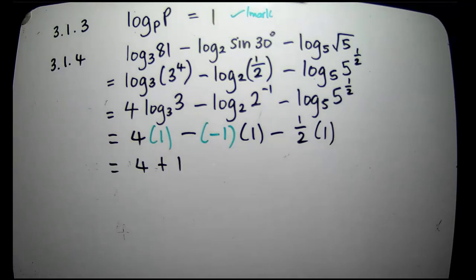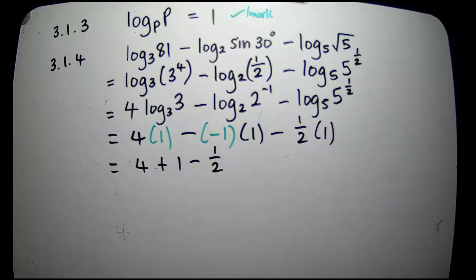Minus 1 times 1 is minus 1. With a negative in front, it's going to flip the sign. It's going to become plus 1. You can use your calculator to find it out. Minus a half. So minus a half times 1 is minus a half. All in your calculator. 5 minus a half is 4 and a half.